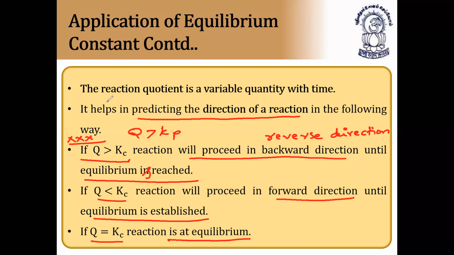That's why we can say straight away the reaction quotient is a variable quantity with time. It helps in predicting the direction of reaction, whether the reaction is at equilibrium, or whether the reaction is in forward direction or in backward direction. And even by means of Q value, we can say whether the reaction is completed or the reaction will never take place. So that also we can do.